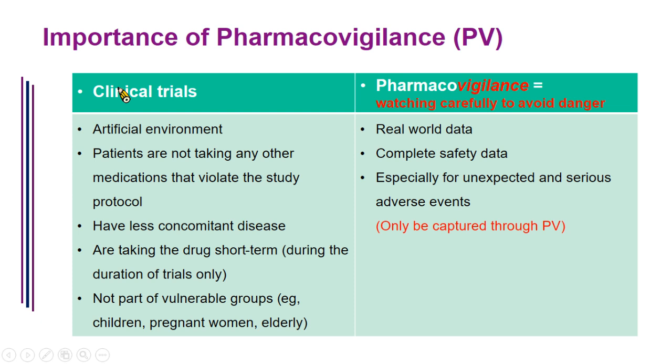So on your right-hand side is pharmacovigilance. Vigilance here means watching carefully to avoid any danger from happening. So you can see we have to use real-world data to report real things, and also to complete the safety data extended from the clinical trials observation window, especially for those unexpected or very serious adverse events. And sometimes this part can only be captured through a pharmacovigilance study.